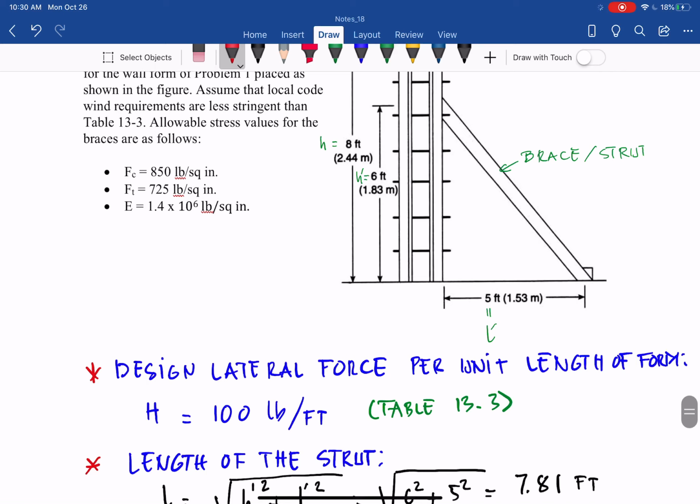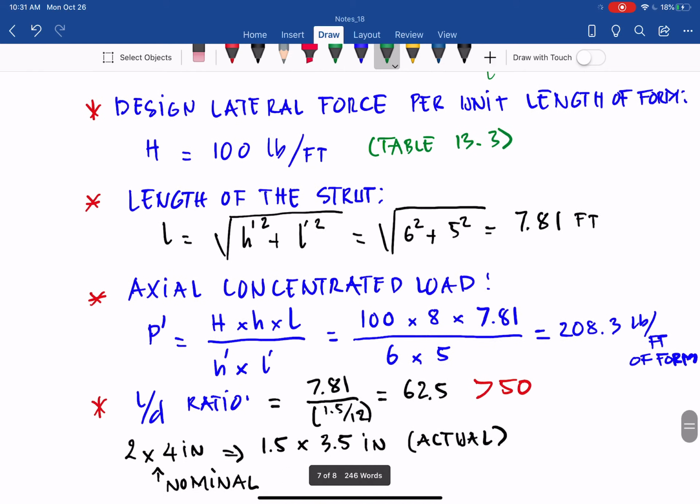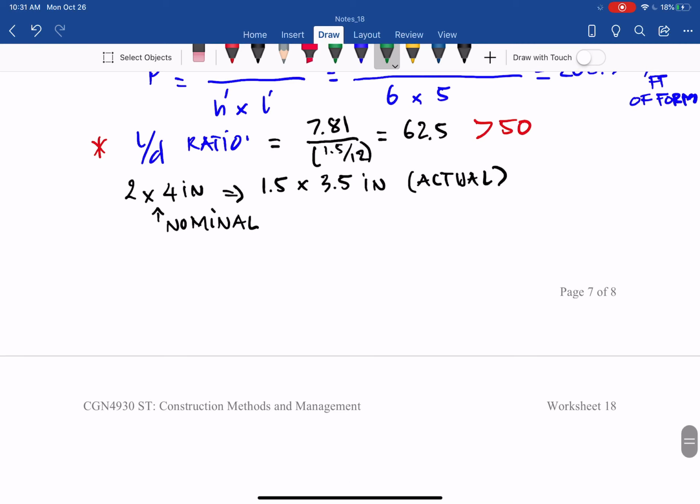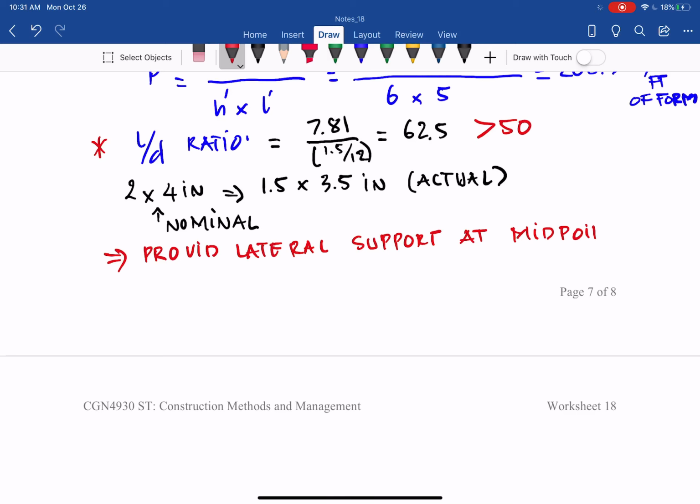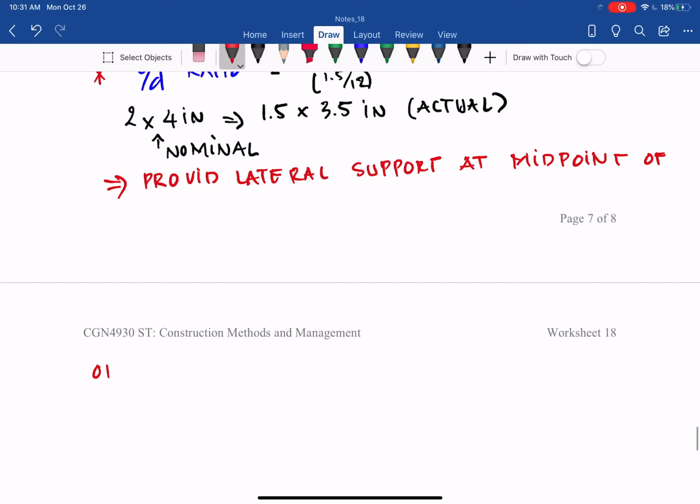We can provide lateral support somewhere here in the middle, to reduce the effective length of the brace. So this is the lateral support. With that in the middle, since this is greater than 50, not good, then we provide lateral support at the midpoint of each strut or brace. Each strut.